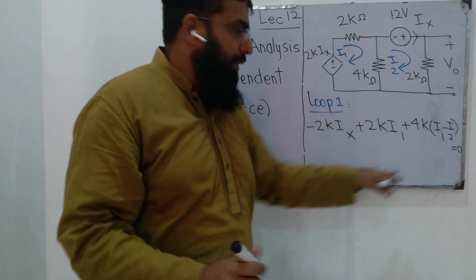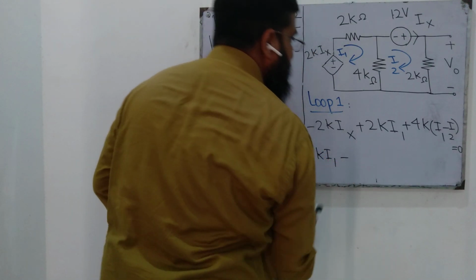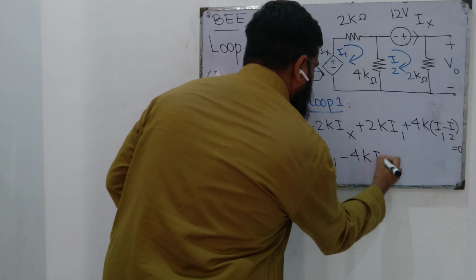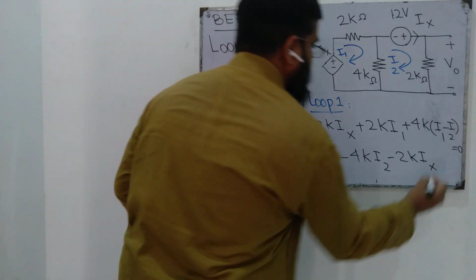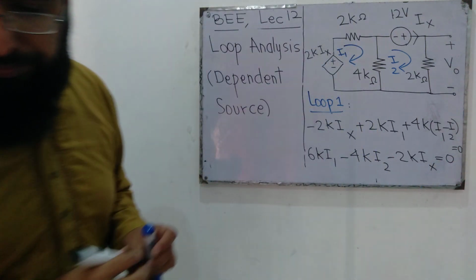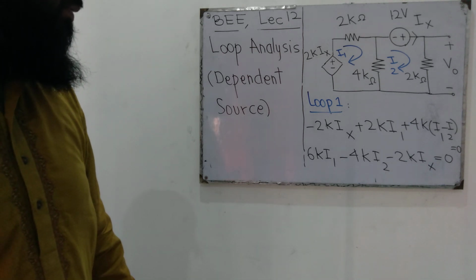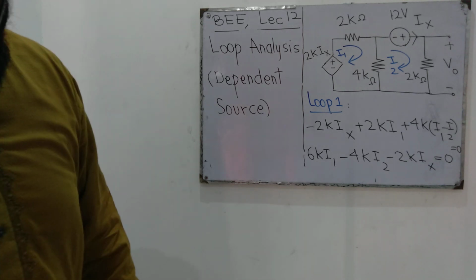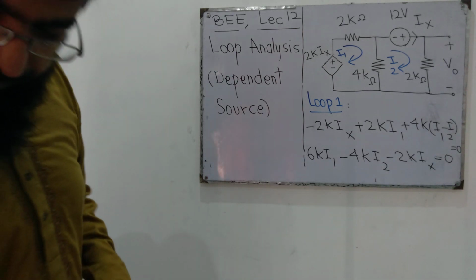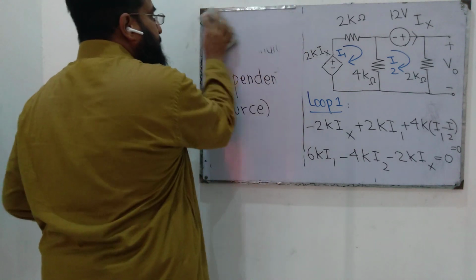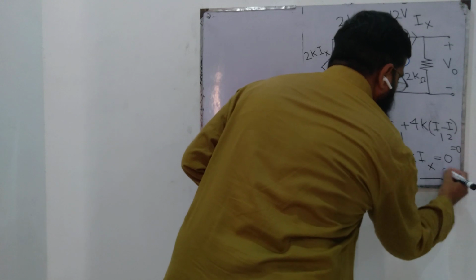Right, we can combine like terms together. 2k I1 plus 4k I1 is 6k I1, minus 4k I2, minus 2k Ix, is equal to 0. This is equation number 1.